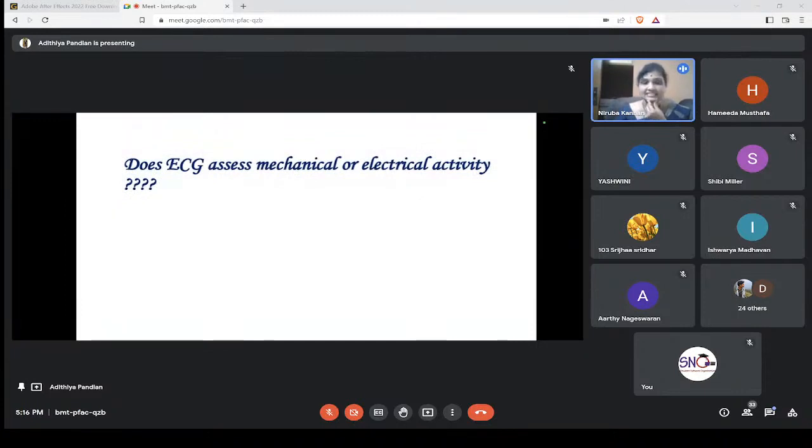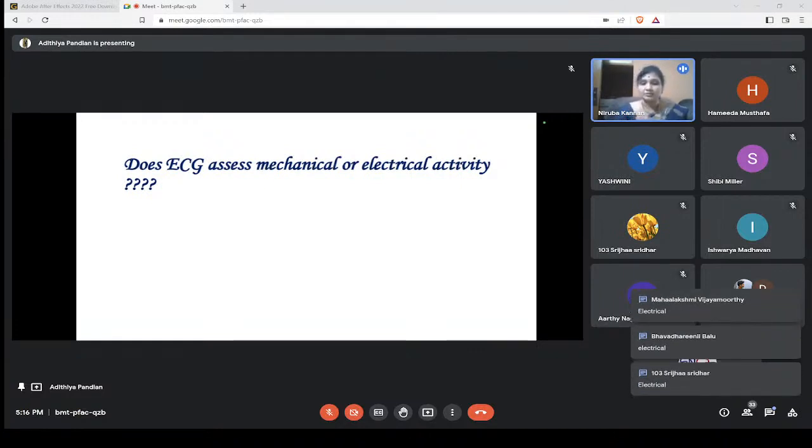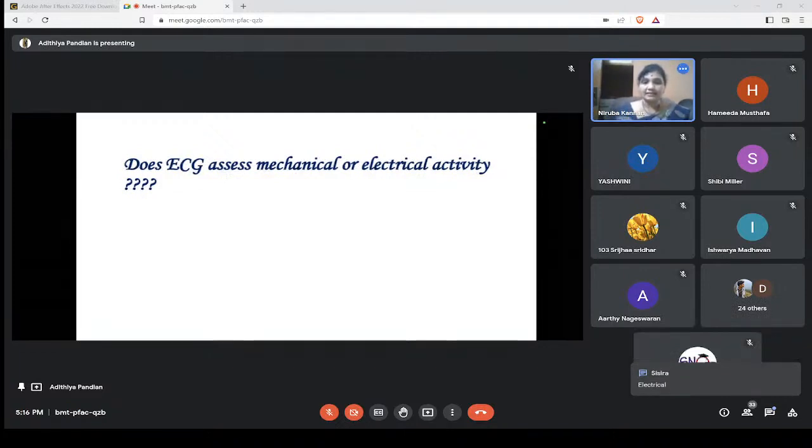Does the ECG assess your mechanical or electrical activity? Guess, please. Is it assessing the mechanical activity or the electrical activity? It is a very obvious question. But why I'm asking is that your heart is contracting. In any tissue in your body, whether muscle, heart, or visceral tissue, electrical activity will precede mechanical activity. Only when a tissue is supplied by electrical activity can it bring about contraction of the heart or the muscle. Whatever it is, only the electrical activity is recorded and the muscular activity will be shown there.